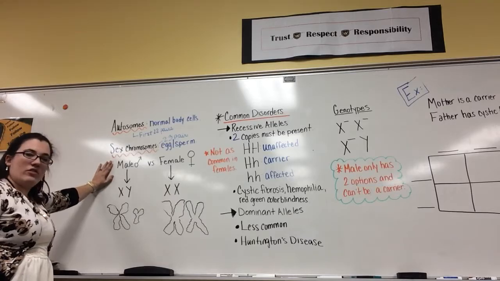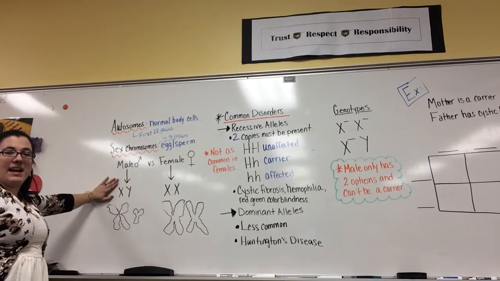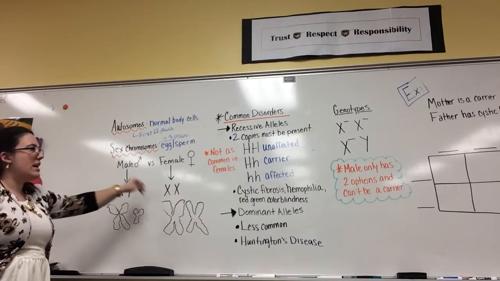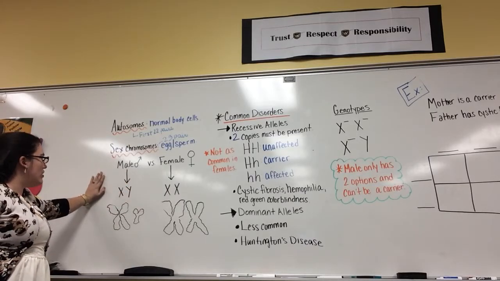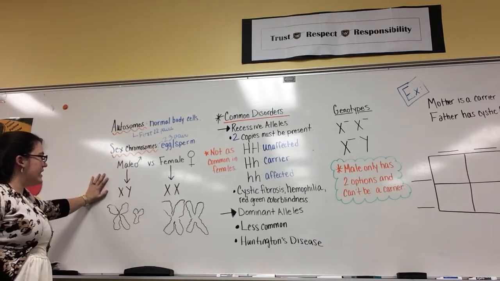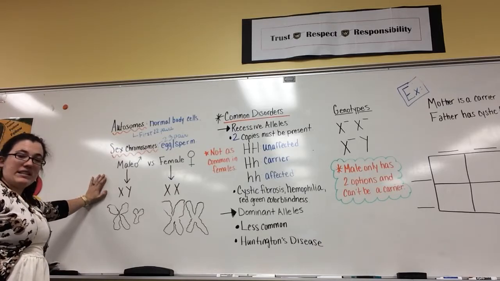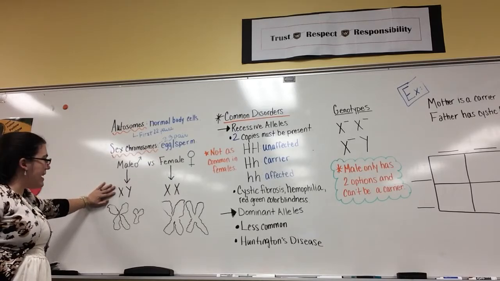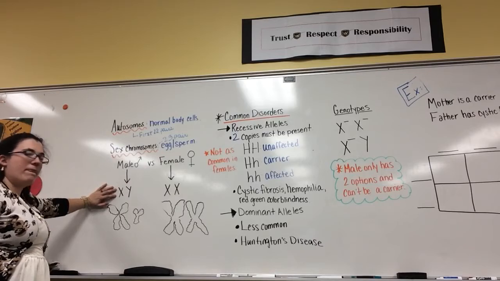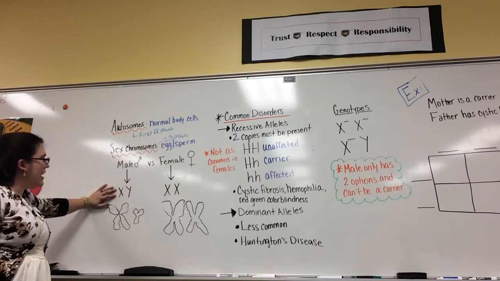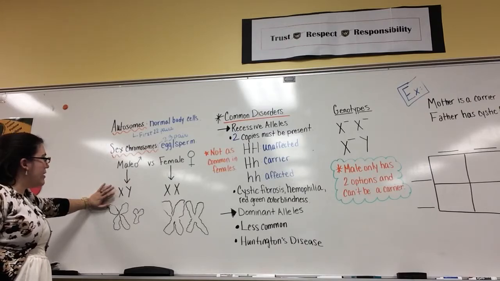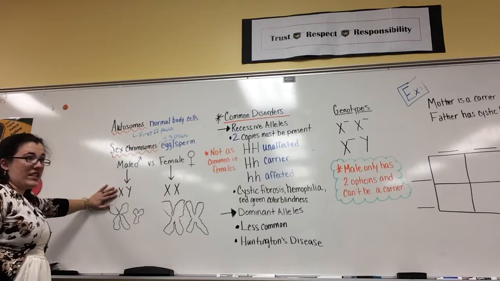So if you're male, you have the sex chromosomes X and Y. And if you're female, you have two X chromosomes. Now, when a baby is conceived, it is determined whether it's male or female by whether it has that Y chromosome. So a man can either give an X chromosome or a Y chromosome, and a female only has the option to give an X chromosome.